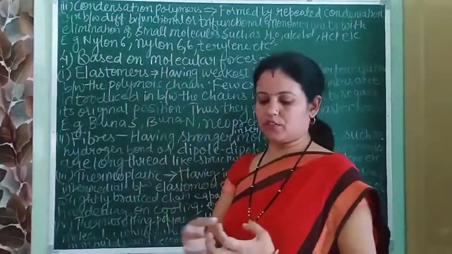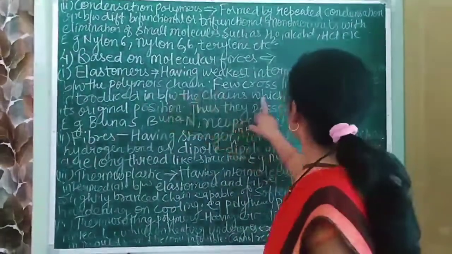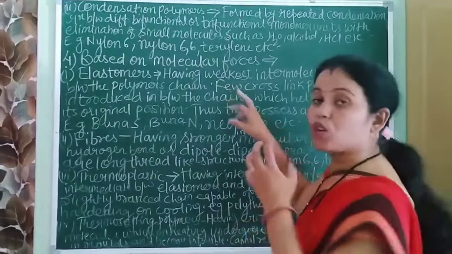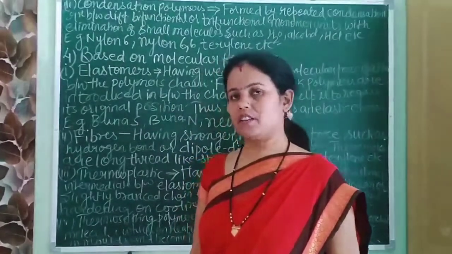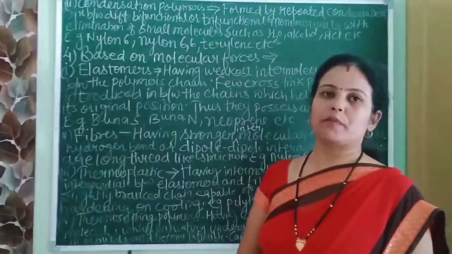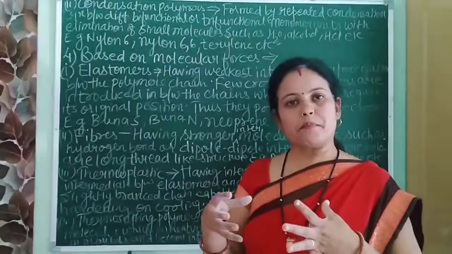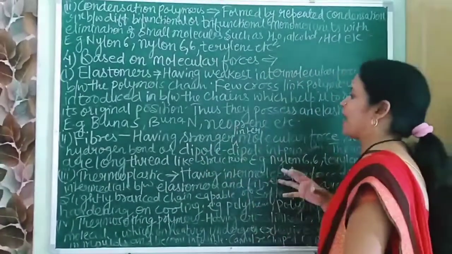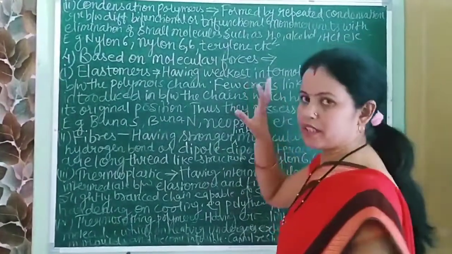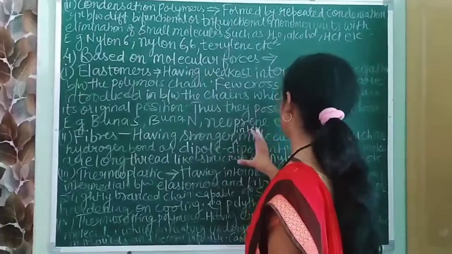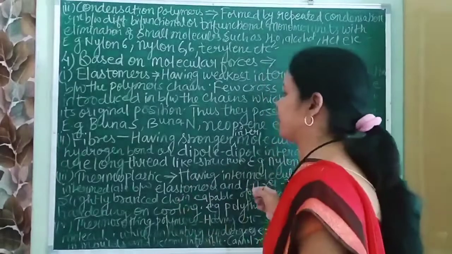Due to weak force of attraction, it can be stretched. So, what helps here? A few cross-link polymers are introduced in between the chains. Why are few cross-link polymers introduced? So that the polymer regains its shape. It means they come back to their original position, and they come back to their original position only due to the presence of cross-link polymers between them. So as a result of this, they possess elastic character.